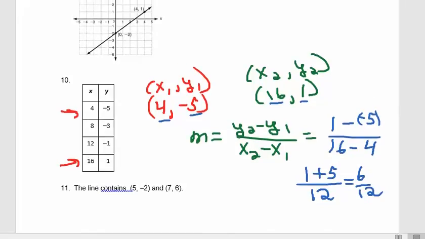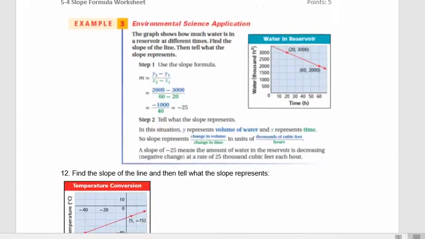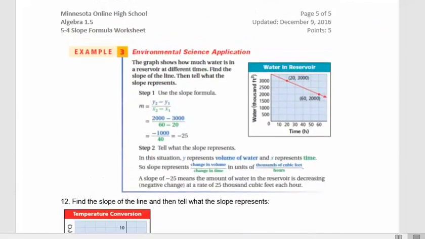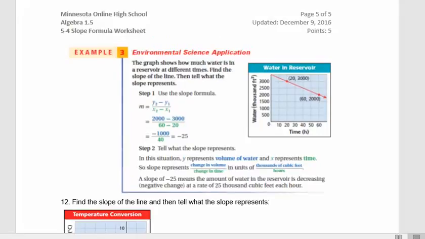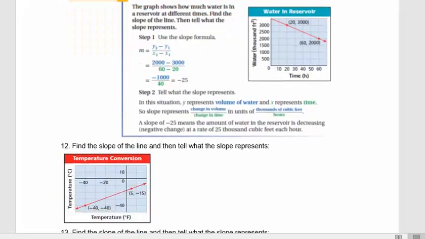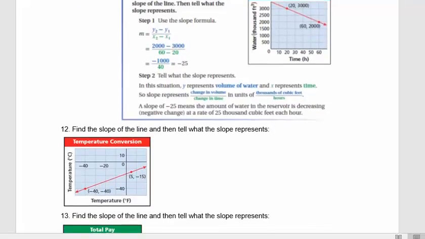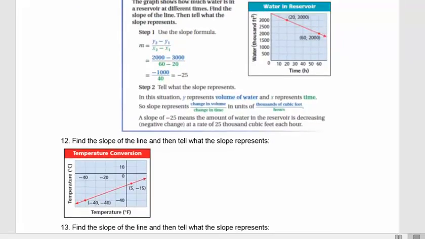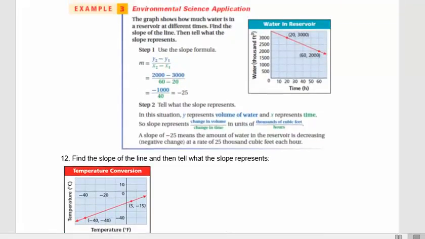Let's see, what else is on this worksheet? The last part is on an application problem. We can find the slope of real world situations, just like other ones. The only difference might be that the numbers might be bigger. And then you should also be able to explain what the slope means. So you might need to read the information that's in the graph.